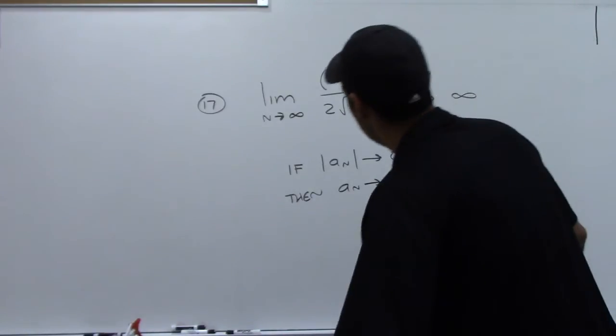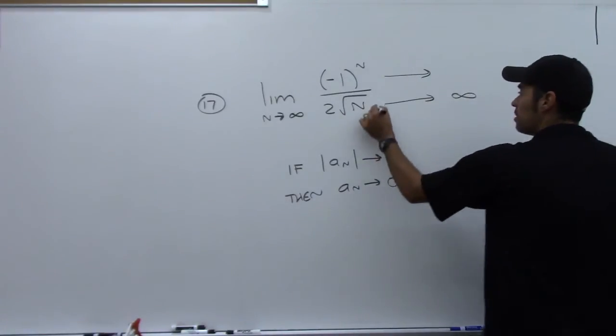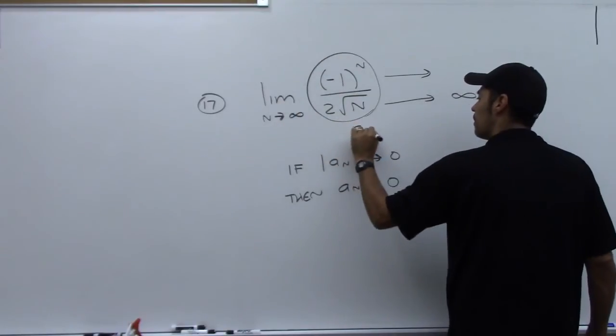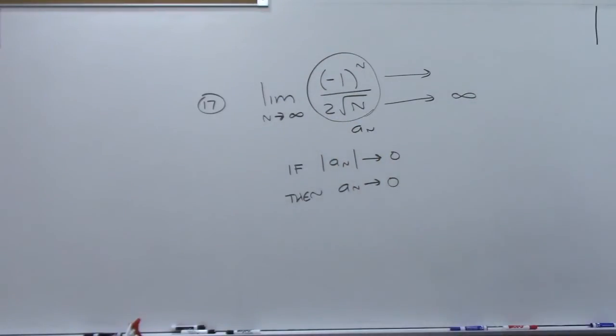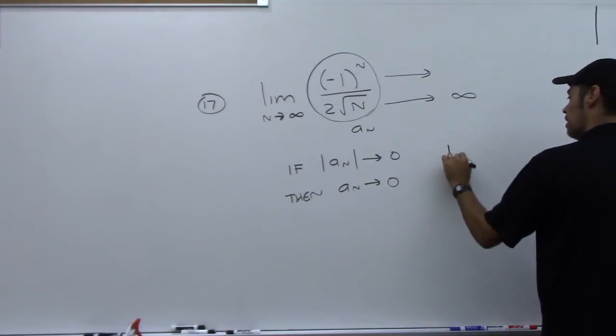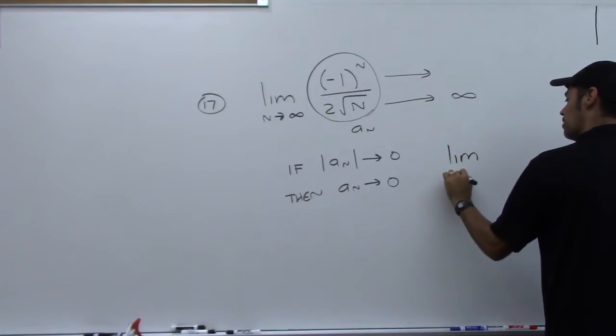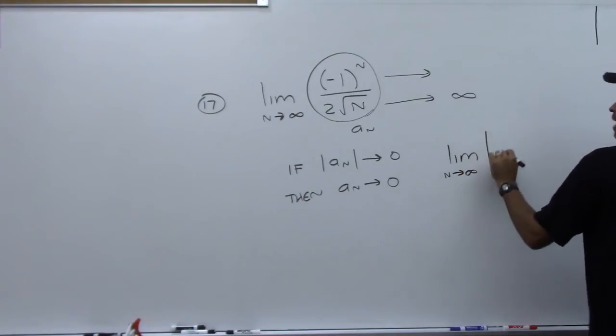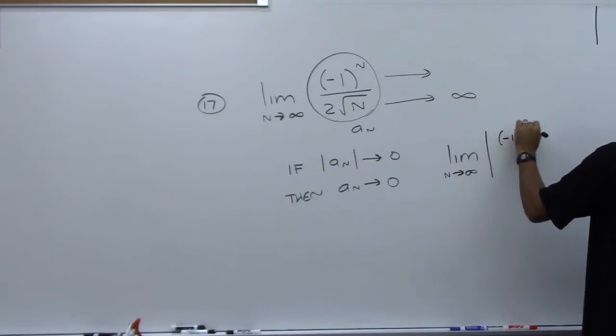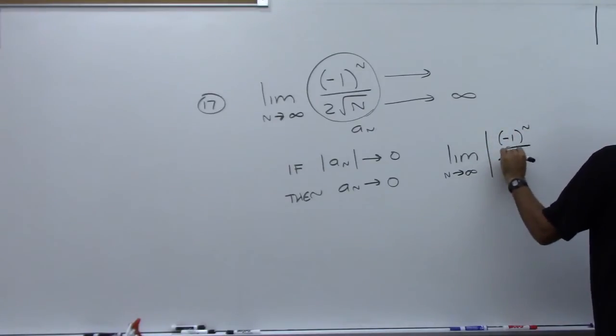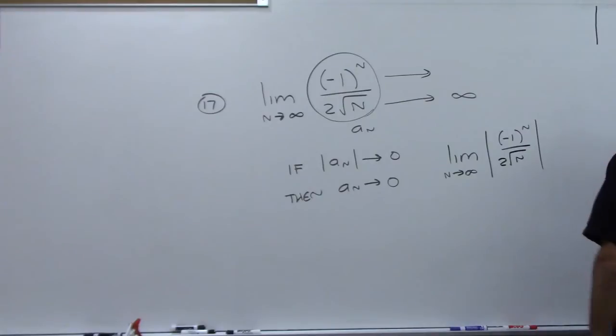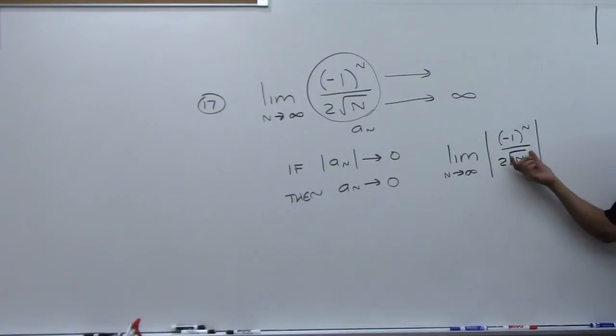So let's use that. Let me take this. This is my a sub n. Let's look at the absolute value of it. So what is the limit as n goes to infinity of the absolute value of -1 to the n over 2 root n? Well, when you take the absolute value of a fraction, you do the top and bottom separately, the absolute value of the top will always spit out a +1.